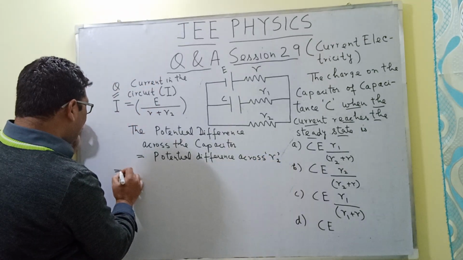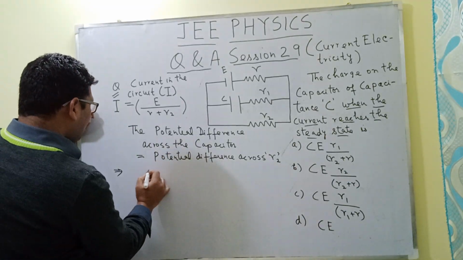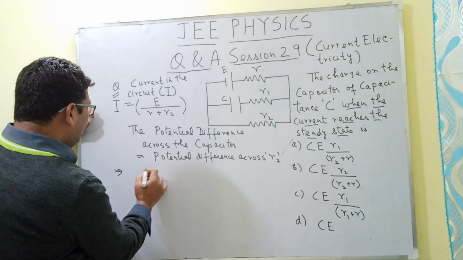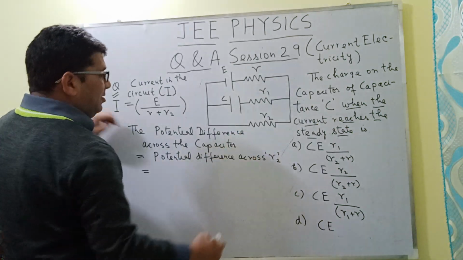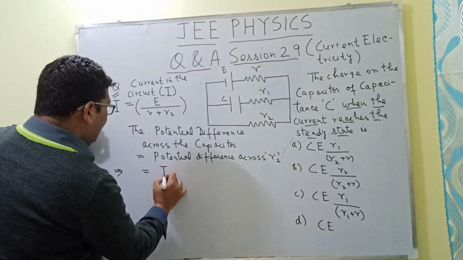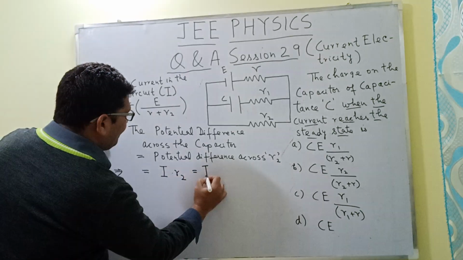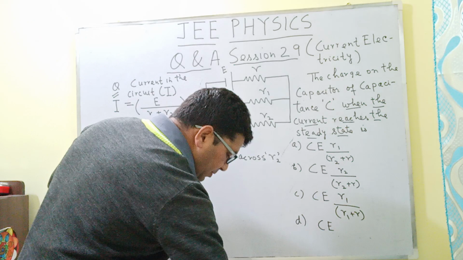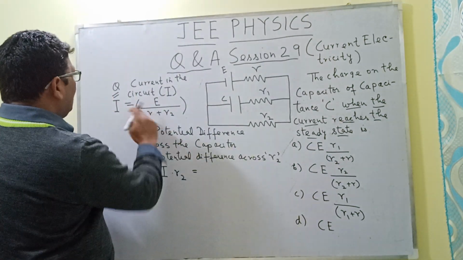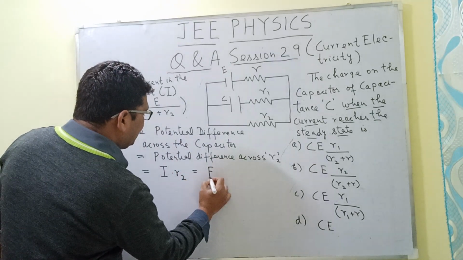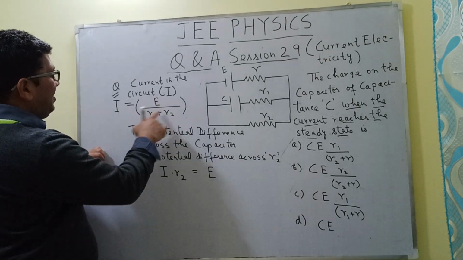So it implies that the potential difference across the capacitor will be equal to the potential difference across R2, which is equal to I, that is the current in the circuit, into R2. And this is equal to E, because the current in the circuit is equal to E divided by R plus R2.